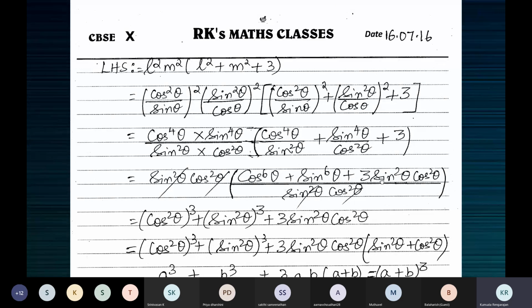Okay, 3ab. So this is your a. This is a. This is b. This is a and this is b. So a cubed, cos square theta, the whole cubed, plus b cubed, sin square theta, the whole cubed. Now this one is nothing but this.